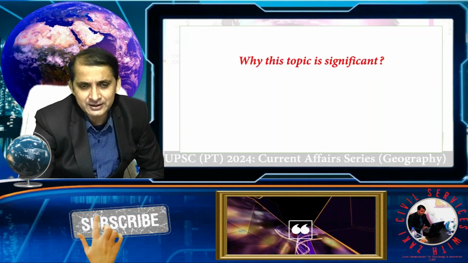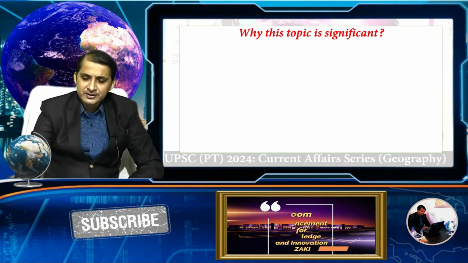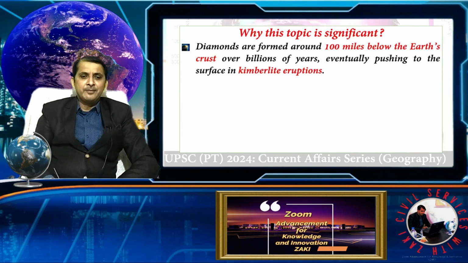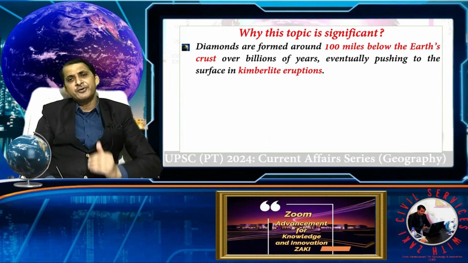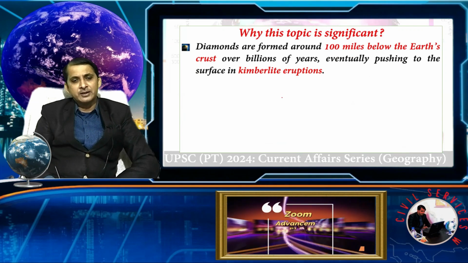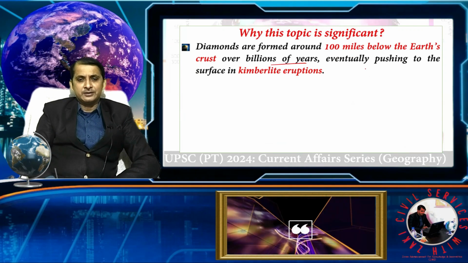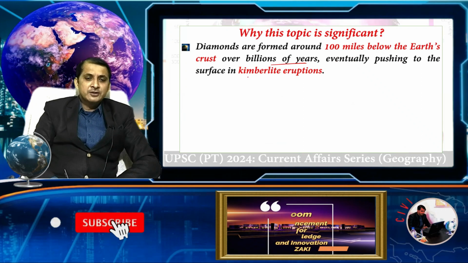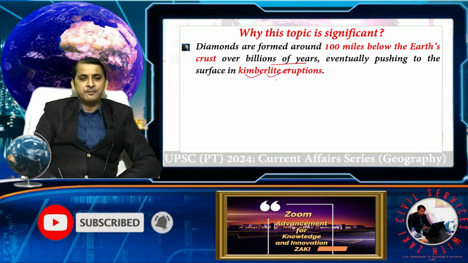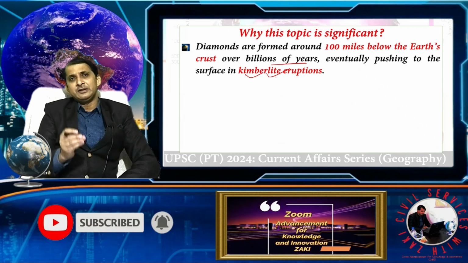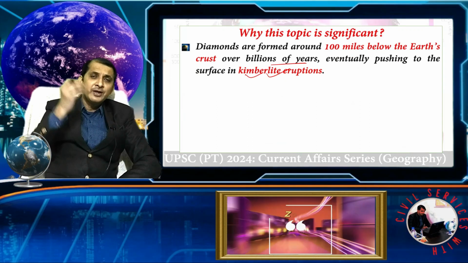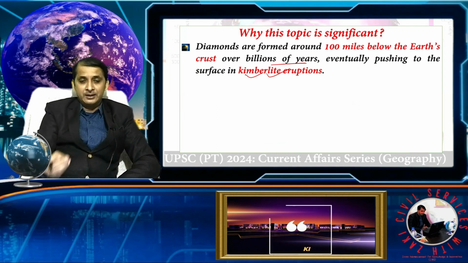So why is this topic significant? Let's understand. Diamonds are formed around 100 miles below the Earth's crust over billions of years, eventually pushed to the surface by a kimberlite eruption. Basically, these diamonds form very deep in the earth.